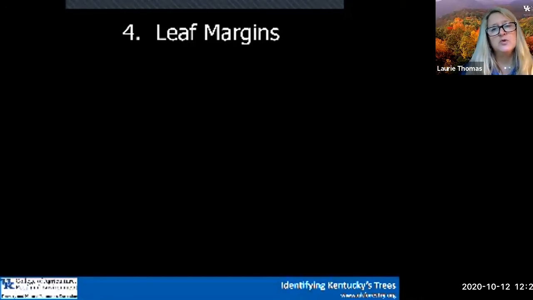All right, the fourth thing that we'll talk about, and this will be the last one that we go over characteristics before we jump into the key, are leaf margins. So now that it's narrowed you down and you know the tree key has gotten you through what kind of leaf, it's gotten you through leaf arrangement, and it's gotten you through leaf form, now it's going to ask you about leaf margins.